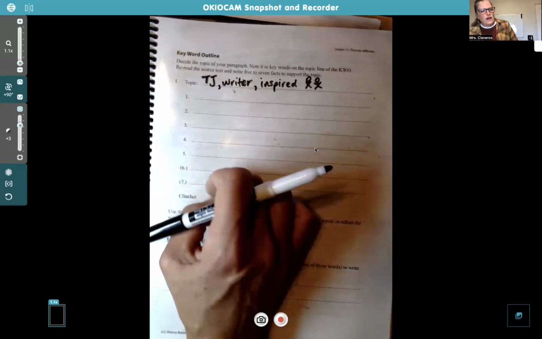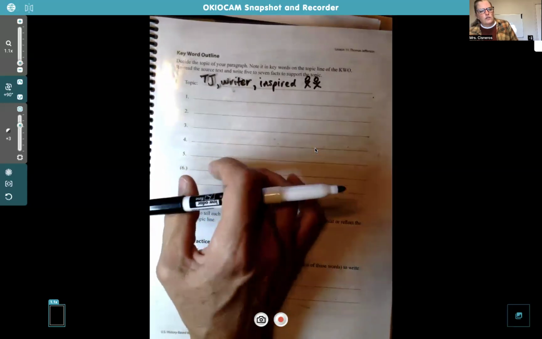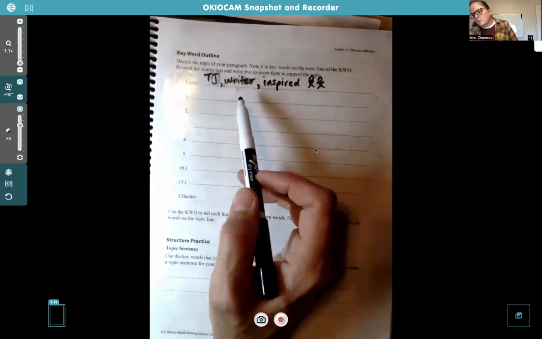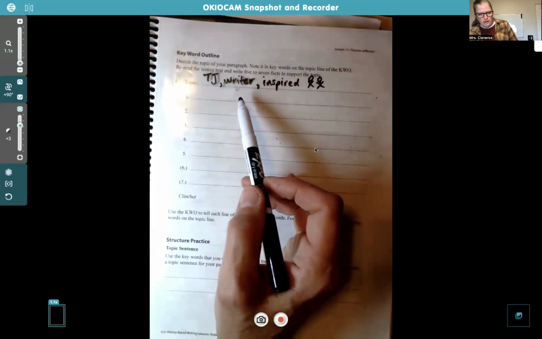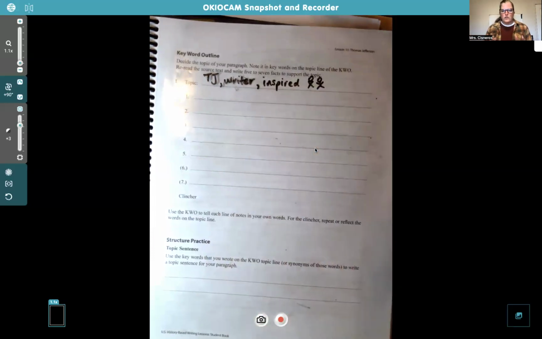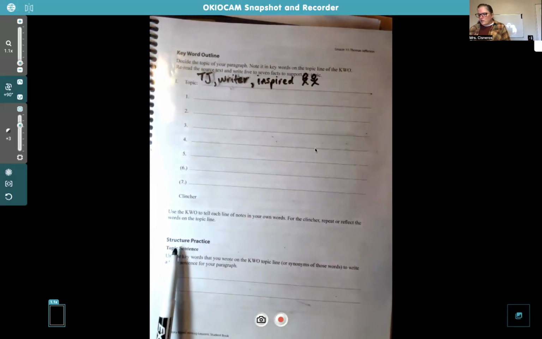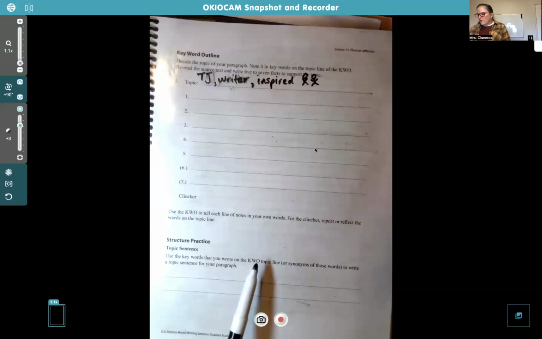So when you're looking for facts here, you're looking for 1 to 5 or 6 or 7 bits of information, facts, and details from the paragraph on page 102 that support how he inspired people with his writing. And you're going to jot those things down. Try to stay focused only on that topic that supports that. And then down here, structure practice, you can use the keywords that you wrote for your topic line or synonyms of those words to write a topic sentence for your paragraph. They just want you to practice writing that sentence at the bottom there on page 103.